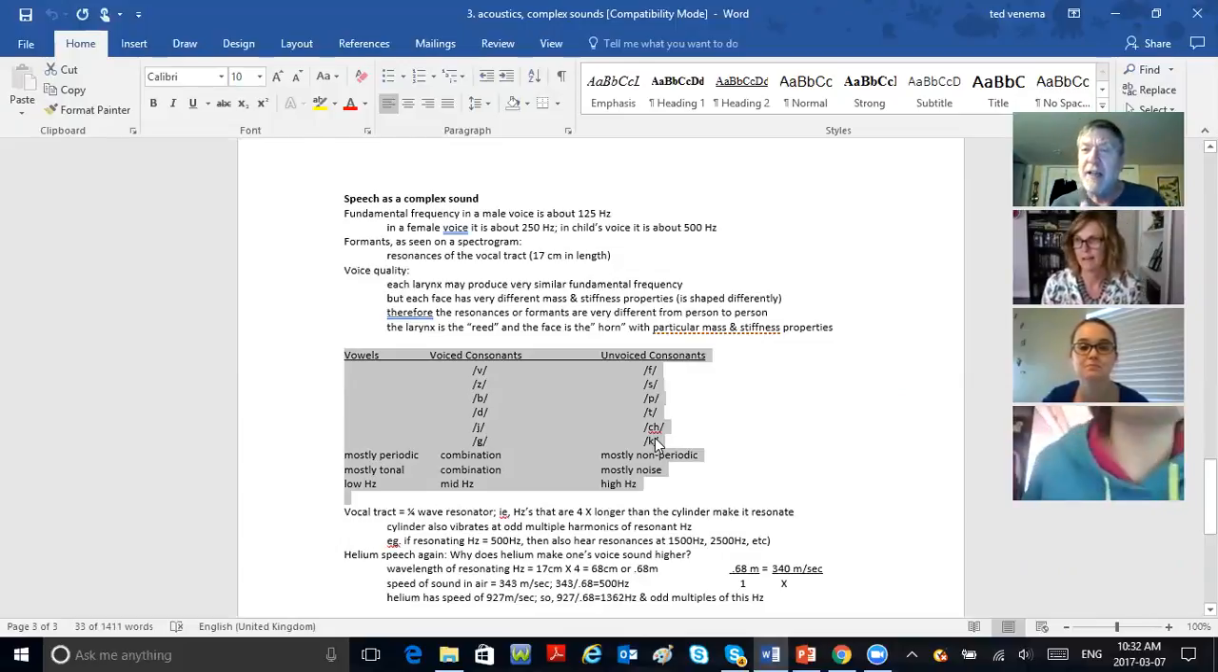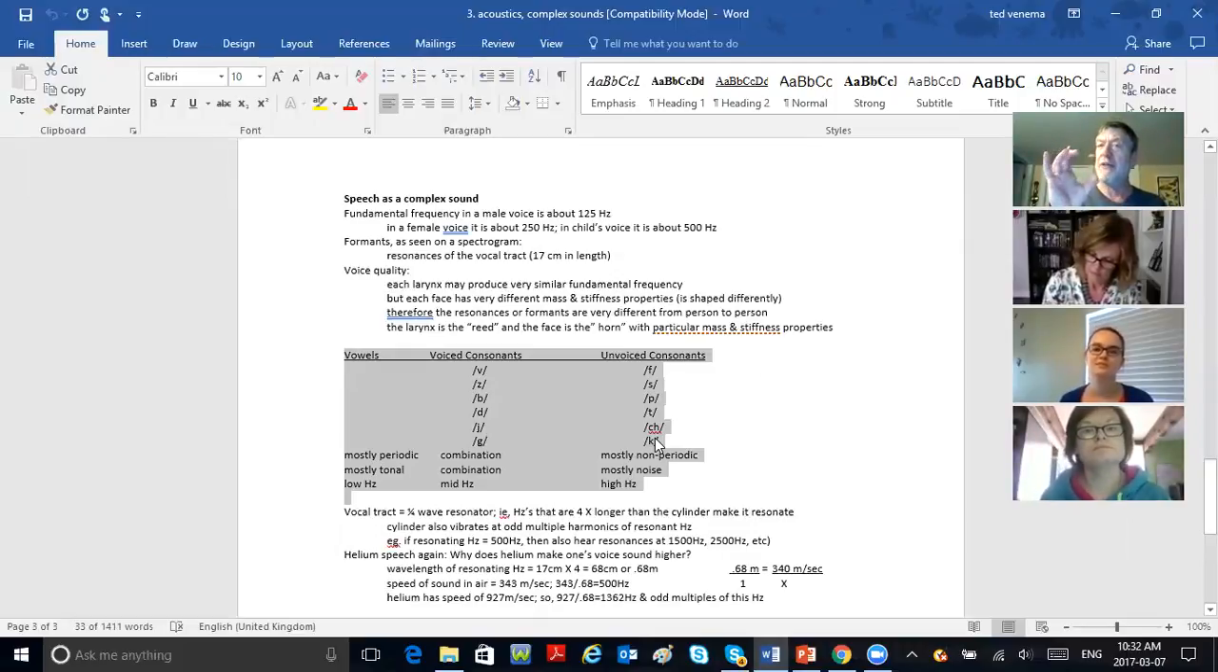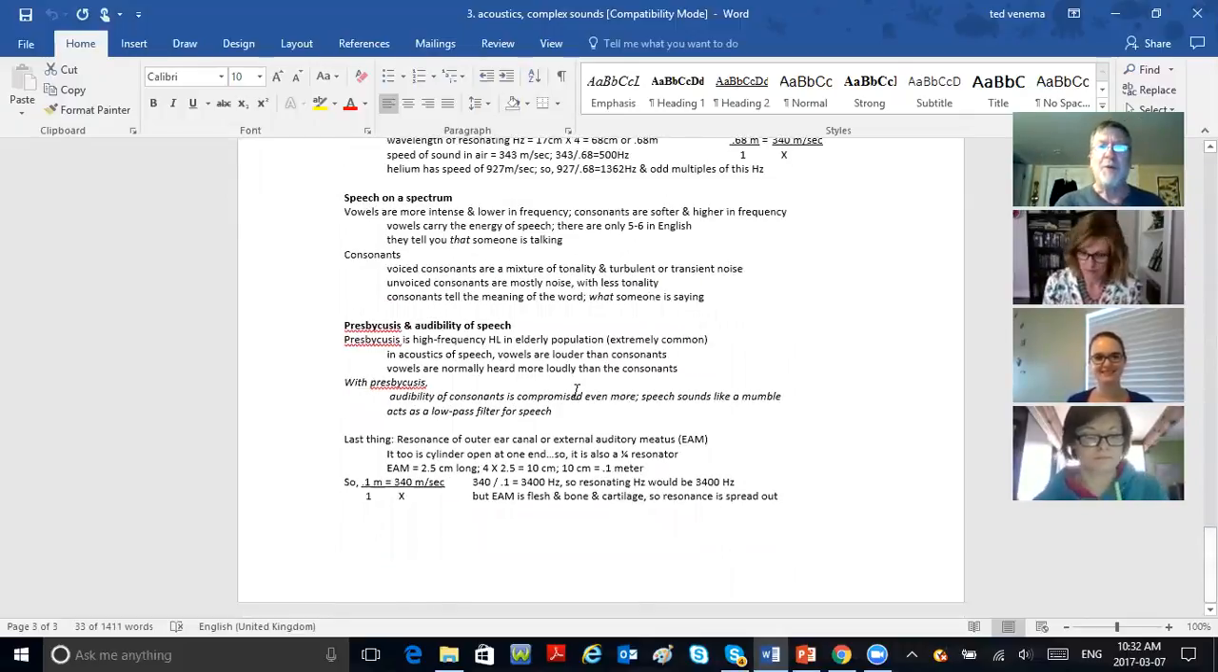That is why the nursery rhyme, Patty Cake, Baker's Man, is such a good one for children, because it's front, middle, back: puttaka, puttaka. They're using the puttaka, okay? They're using all three possible constrictions of your mouth making speech sounds. Speech pathology, yeehaw! All right, here we go.